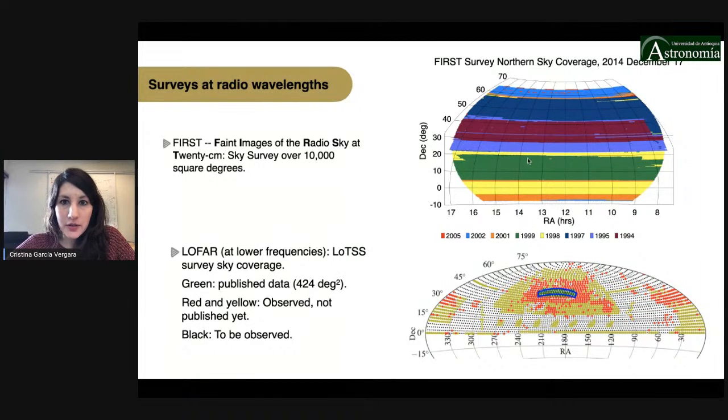Just for a comparison, the size of the FIRST surveys is more or less the yellow part here, but also is extending a little bit more in declination here. But then LOFAR is increasing a lot the area in which we are making the surveys.